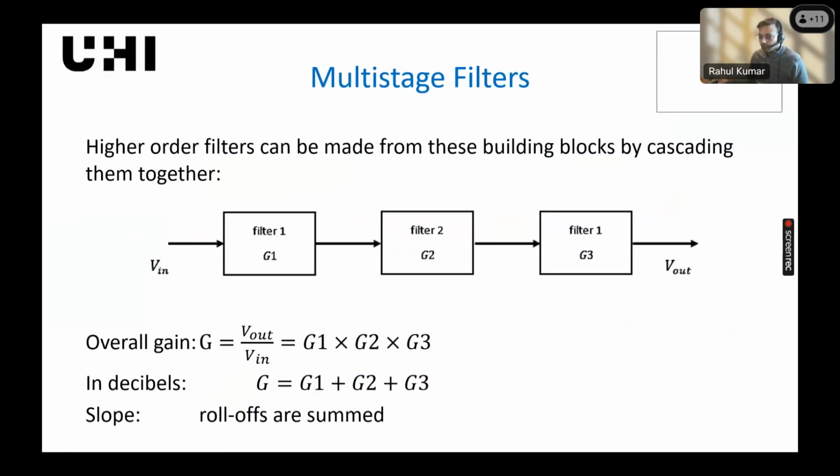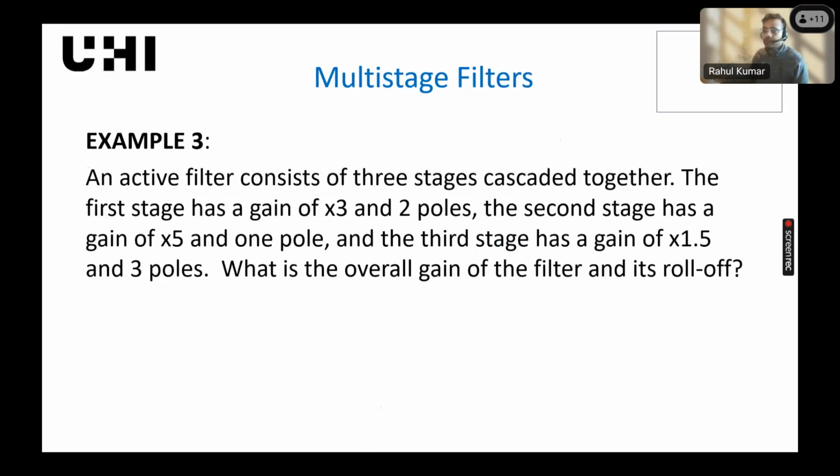Right. Now coming back to the slide, I don't have much left now, should be able to complete in time. So here we have an example. We have an active filter consisting of 3 stages cascaded together. The first stage has a gain of 3 and 2 poles. The second stage has a gain of 5 and 1 pole. And the third stage has a gain of 1.5 and 3 poles. What is the overall gain?